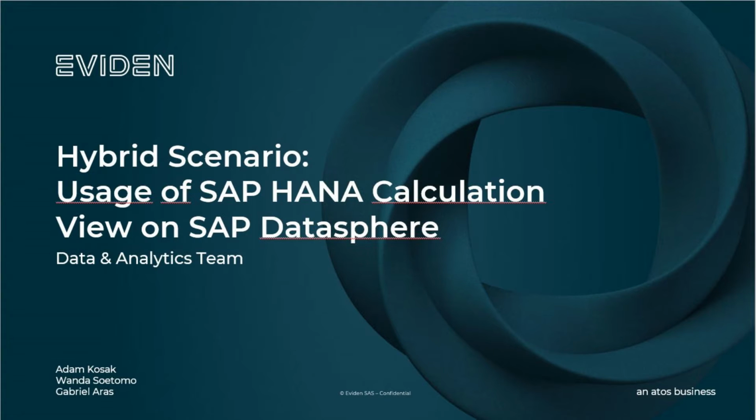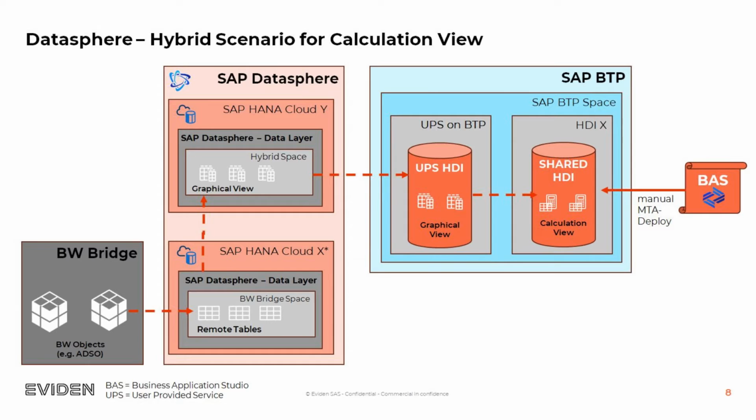This time we want to show you how we can use SAP BW HANA Calculation View on top of SAP Datasphere. First of all, we want to take a look at the initial situation. We have BW bridge space activated with migrated BW objects in it and normal Datasphere space in which the BW objects are shared. For our purpose, we also need SAP Business Technology Platform to create and deploy SAP HANA Calculation View.